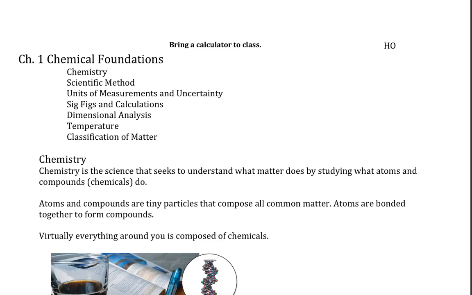Chapter 1. Chemical Foundations. The outline for this chapter is chemistry, scientific method, units of measurements and uncertainty, sig figs and calculations, dimensional analysis, temperature, classification of matter.